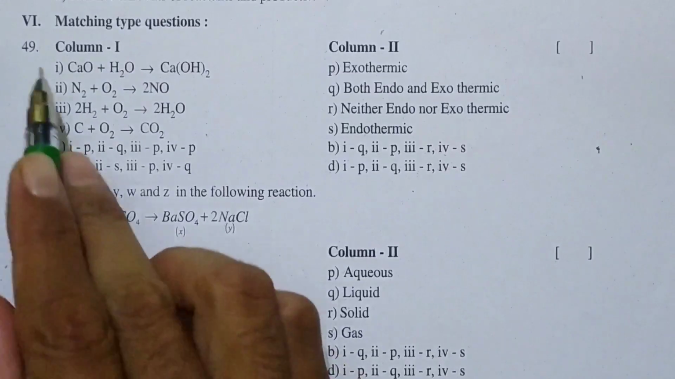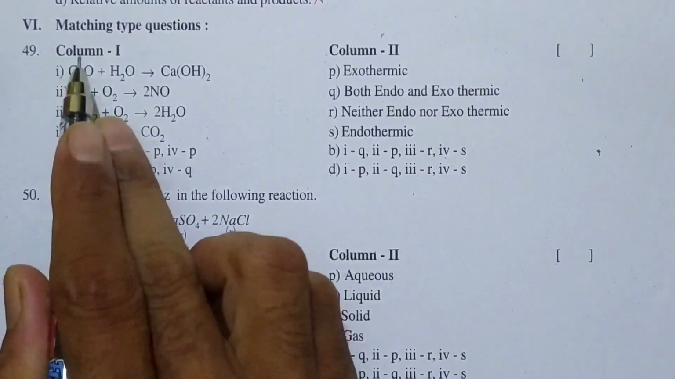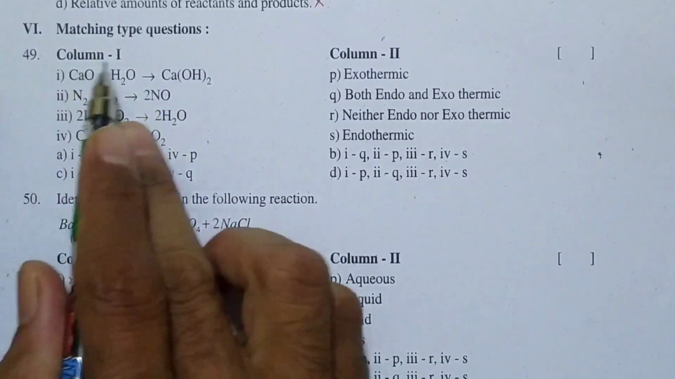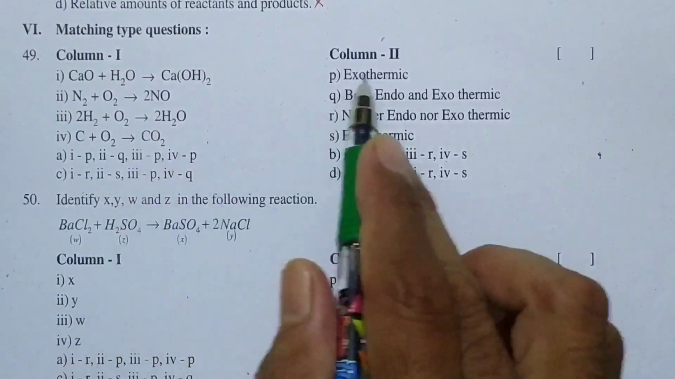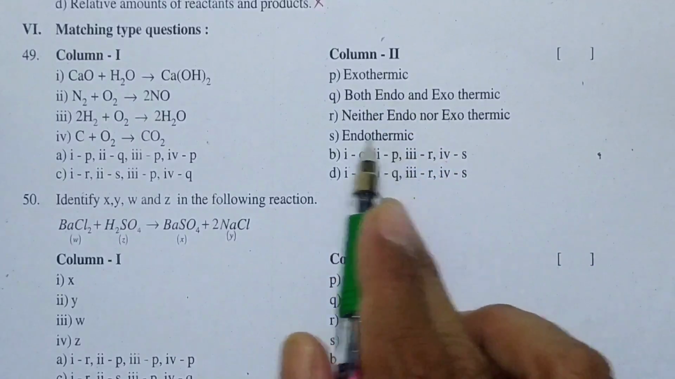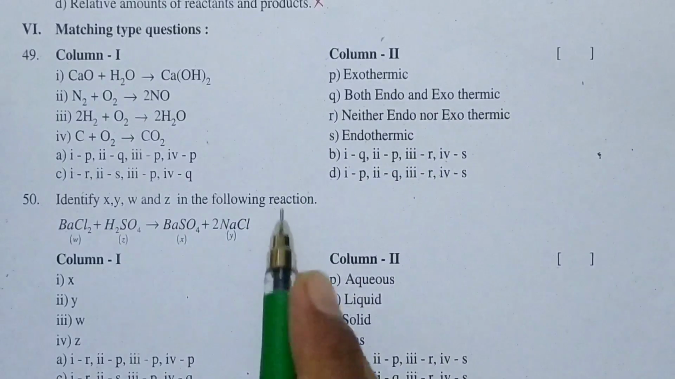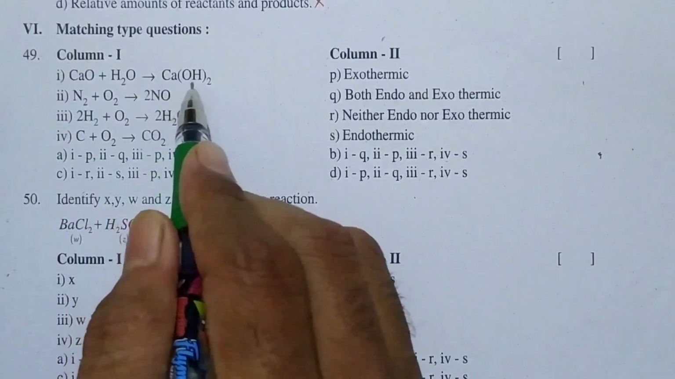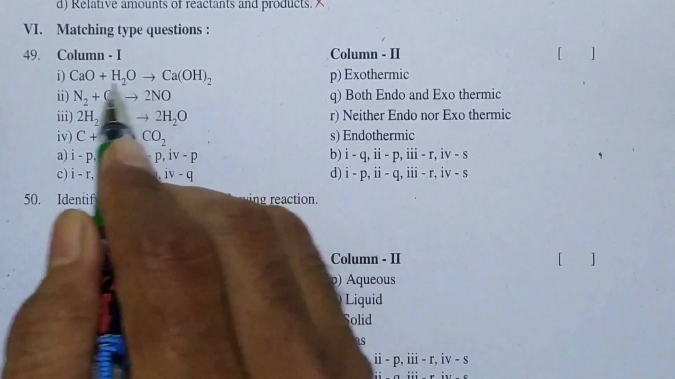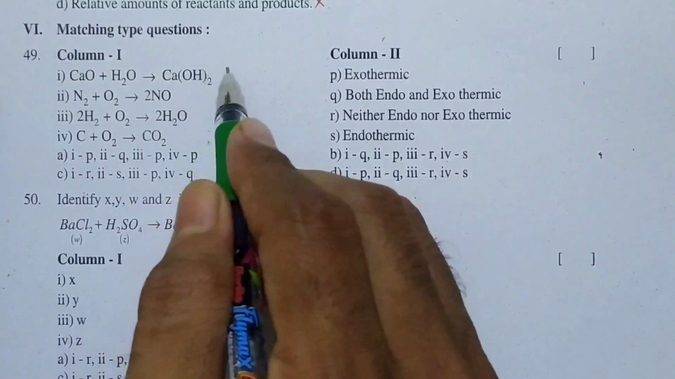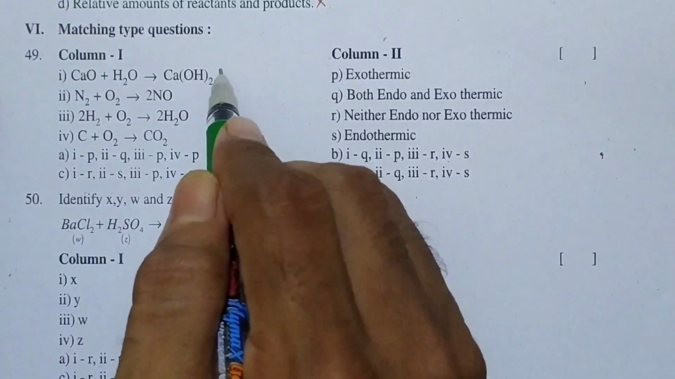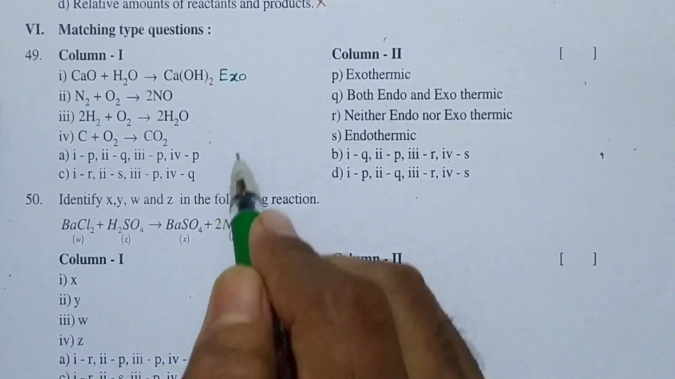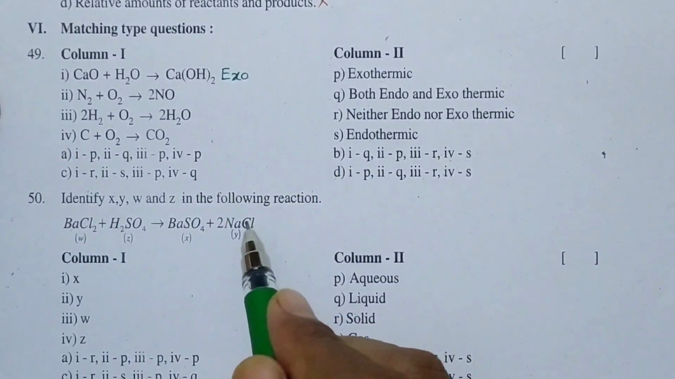Now we see Roman number 6, that is matching type questions. In that, question number 49 is column 1, some equations are given. In column 2, which kind of equations we need to match them. So here CaO plus H2O gives rise to Ca(OH)2, where for this reaction heat is given out. So this is exothermic reaction. I am simply writing EXO.